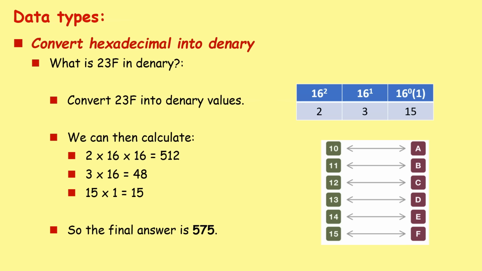So we have 2 times 256 is 512. 3 times 16 is 48. 15 times 1 is 15. Put all those together, we get 575.